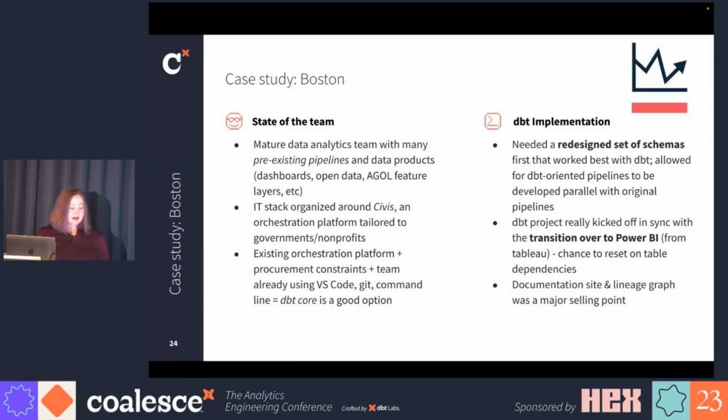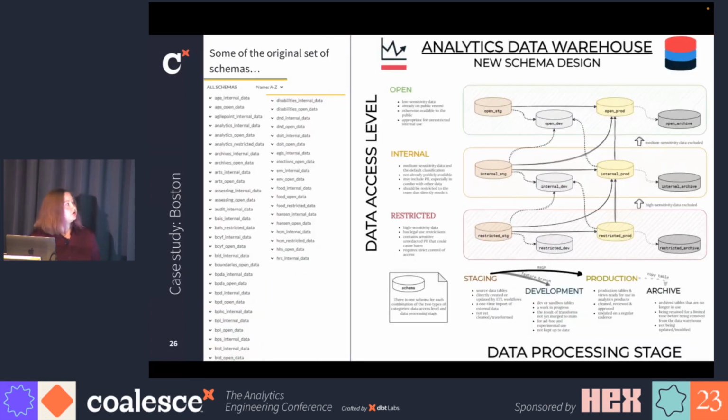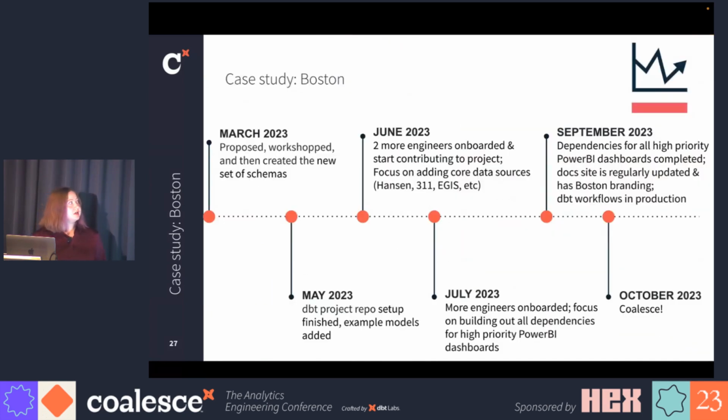So after our DBT project had a few completed transformation flows, we could show off our doc site. Here's a general project timeline. We really started in March with the new schemas, and as of this month, we are in production. We have DBT running every day.